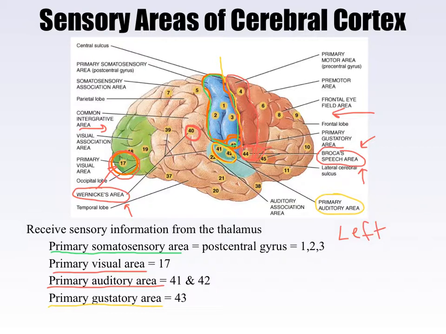And I've written too much on there, but you can see it's number 43. And 43 is hidden right in there. So it's a part of the parietal lobe. And it's at the very inferior part of the primary somatosensory cortex. So that's the part of the brain that allows you to taste things like sweet, salty, sour, bitter, etc.